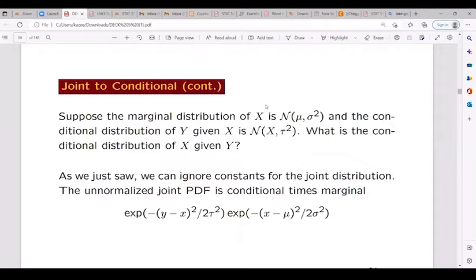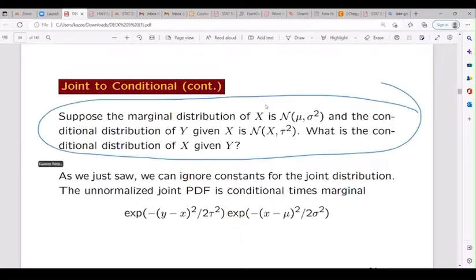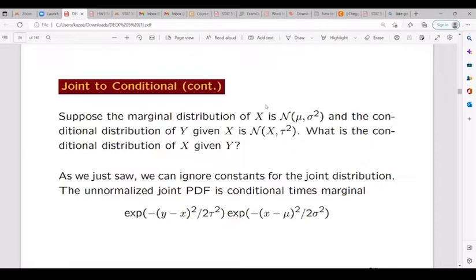Now, I want to take note of this. Suppose the marginal distribution of X is this, right? It's a normal with mean mu and variance sigma squared. And the conditional distribution of y given x is also normal, where the mean is x. If you make it, you're going to say that x just replaces mu, and tau squared actually replaces sigma squared. Now, you have f of x, and this is f of y given x.